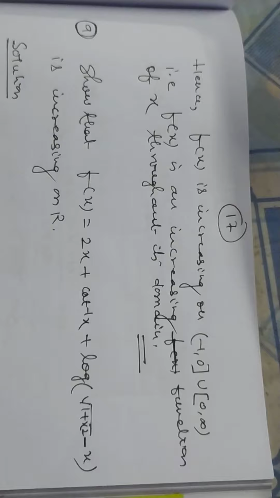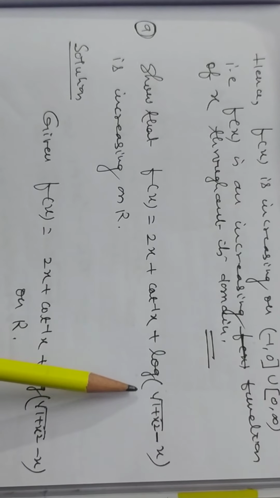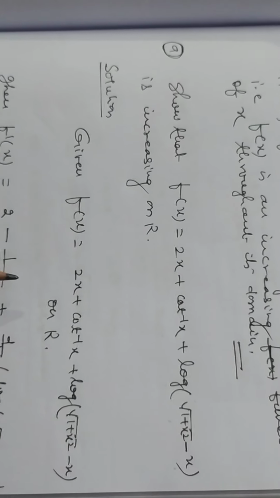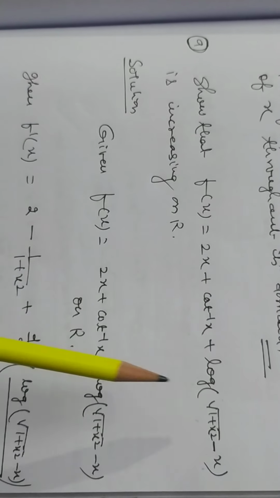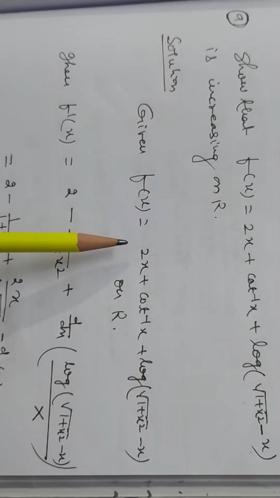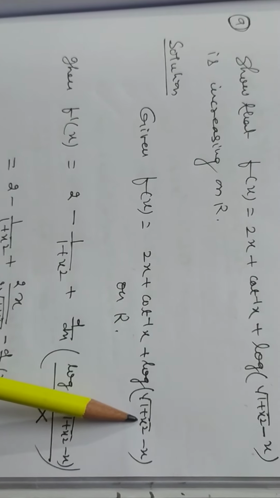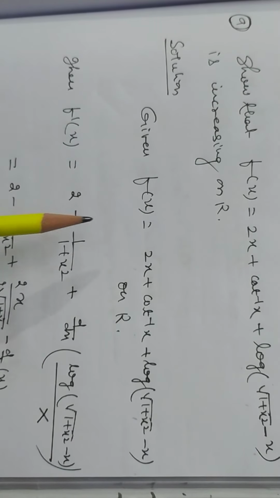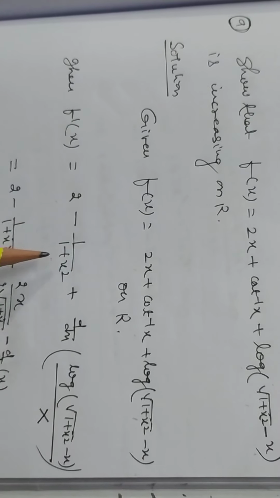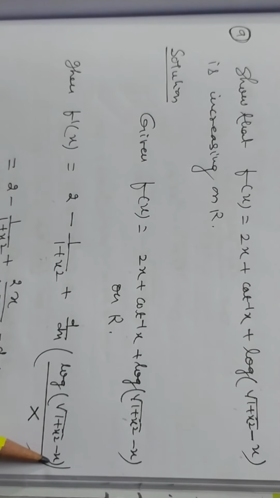Now we want to solve a very important problem. Show that f(x) is equal to 2x plus cot inverse x plus log of root over 1 plus x square minus x is increasing on R. So this is very, very important because a logarithmic function is present here. So first we write the function. Given function is equal to 2x plus cot inverse x plus log of root over 1 plus x square minus x. After differentiating we get 2 plus d by dx of cot inverse x, which is minus 1 by 1 plus x square. Now d by dx of log of root over 1 plus x square minus x.